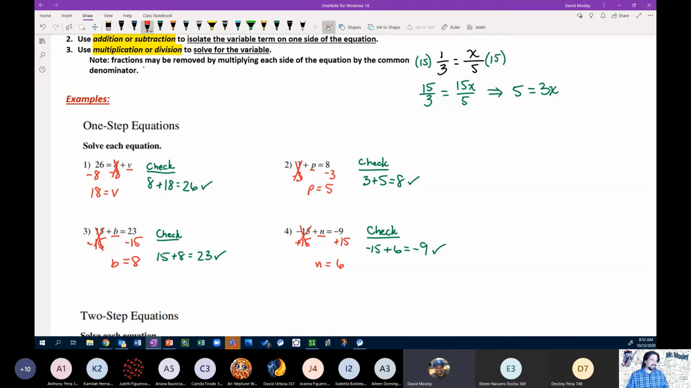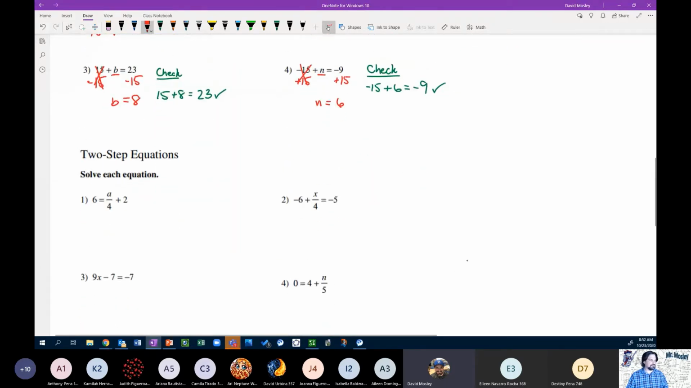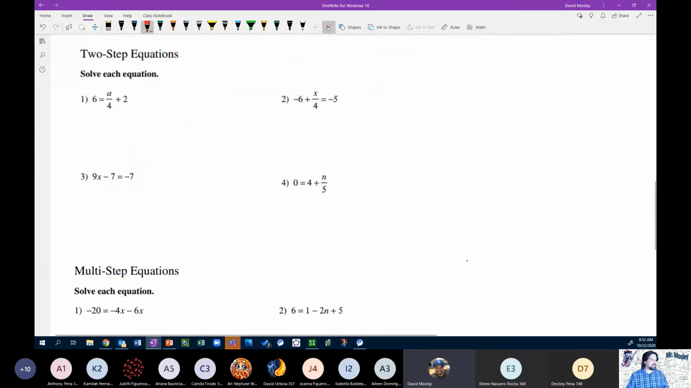No. Does anyone need another moment to write down any of these examples? Let's look at our two-step equations. Question number 1 here, we have 6 equals a divided by 4 plus 2. In our steps, we have to do the addition or subtraction before we can do multiplication or division. And that's just to keep everything a little cleaner. There's less steps that way.